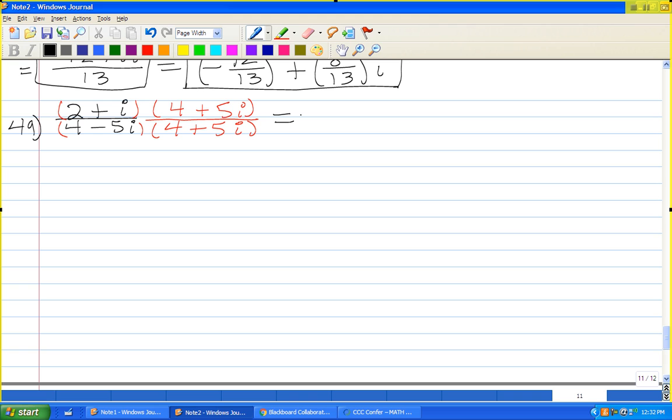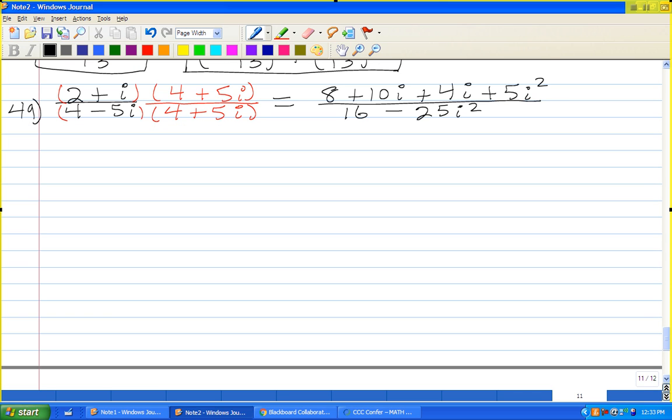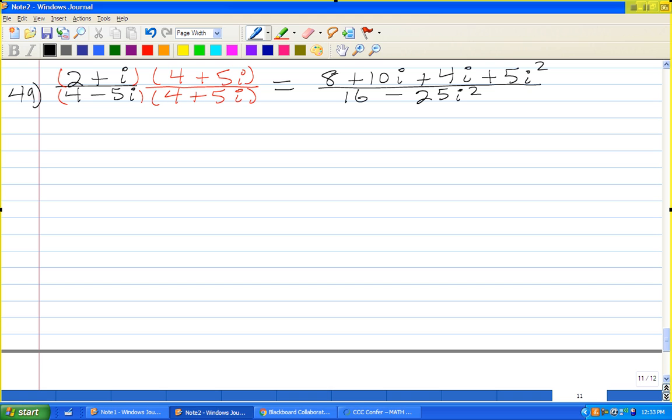Let me multiply. 2 times 4 is 8. 2 times 5i is 10i. i times 4 is 4i. i times 5i is a positive 5i squared. 4 times 4 is 16. Minus 5i times positive 5i is a negative 25i squared by the special product formula. The product of the sum and difference of two terms is the difference of their squares.